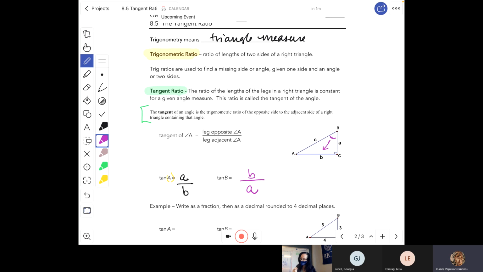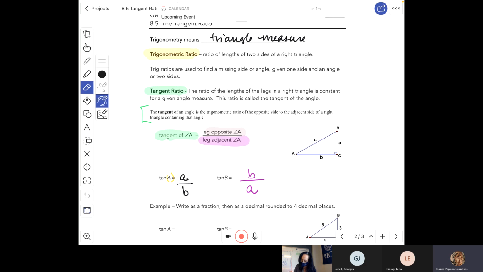So again, the tangent ratio is just the ratio of the opposite leg, and opposite is with respect to the angle, right? Opposite that angle over adjacent of that angle. Opposite over the angle, adjacent over the angle. And again, it depends on which angle we are really trying to find.